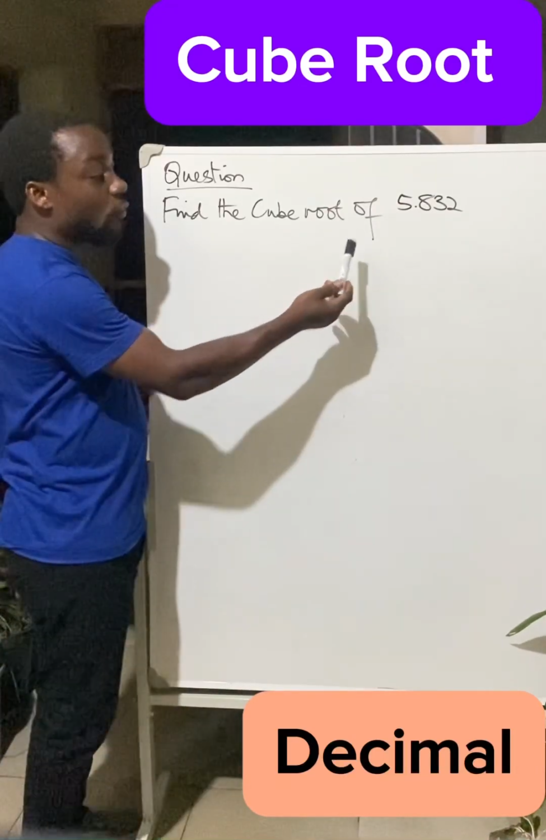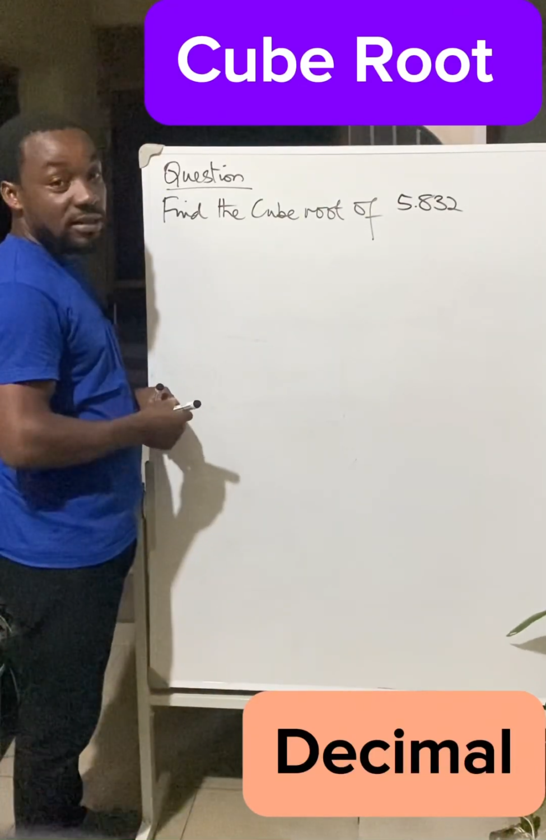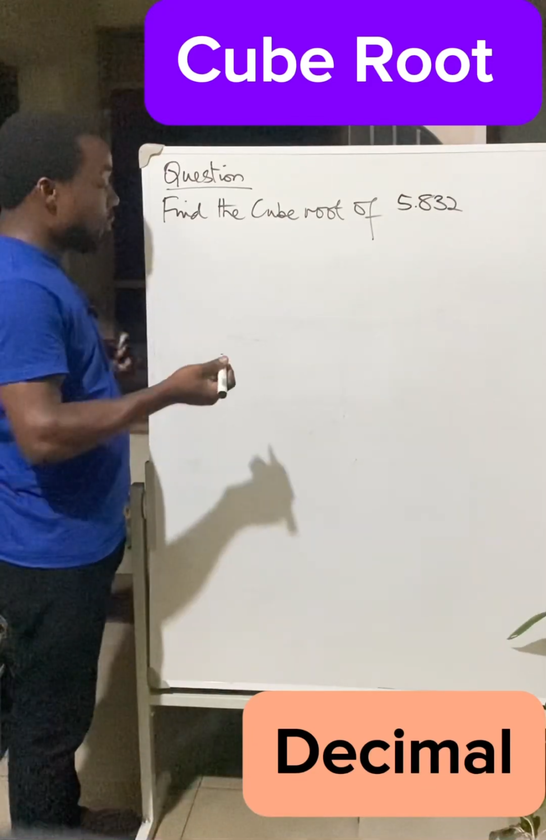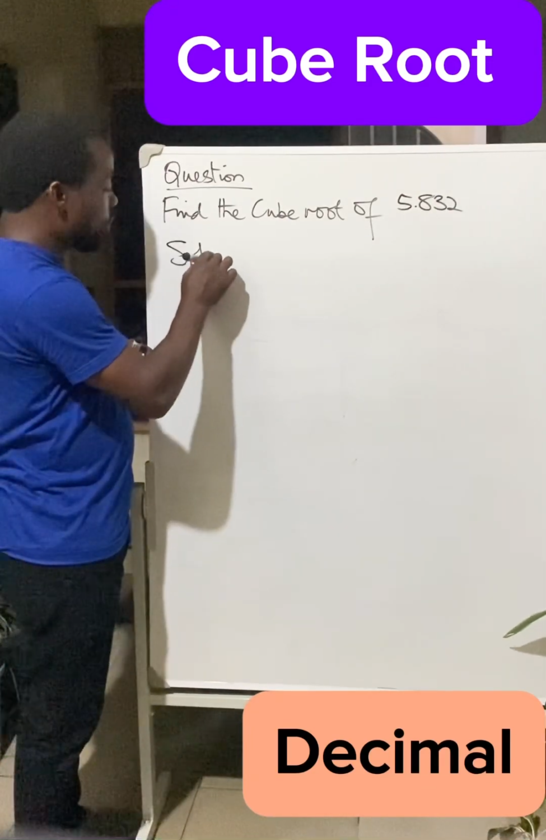Find the cube root of 5.832. This is a past common entrance question. Let's look at this. First, solution.